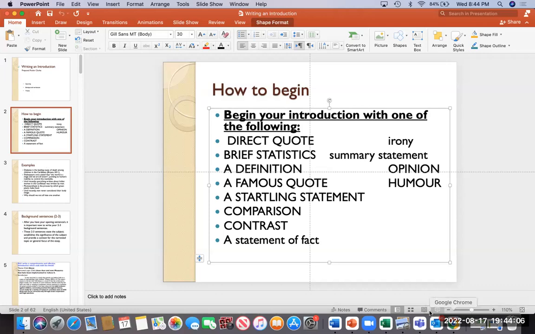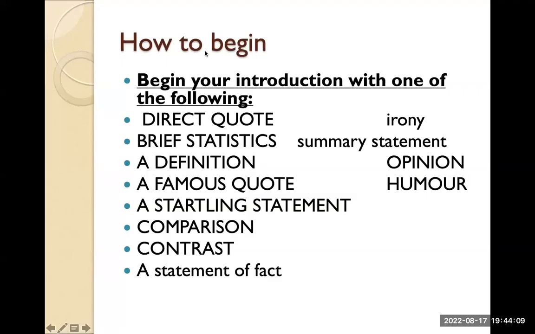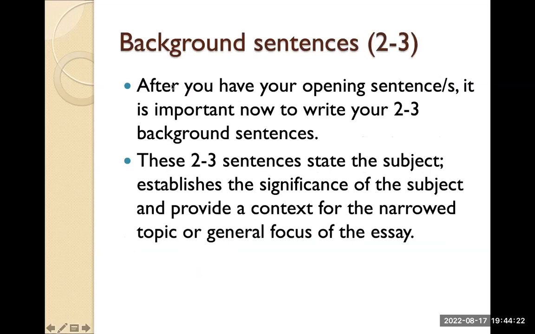All right, so there are different ways you can start your introduction. Remember, the introduction has an opening, it has background, and it has a close, which is the thesis. So now we move on from the opening to the background. Usually we say to students, 2 to 3 background sentences. Some students can have a little bit more. After your opening sentence, which can be 1 or 2 sentences, you have your background sentences. These sentences state the subject, establish the significance of the subject, and provide a context for the narrow topic or general focus of the essay.